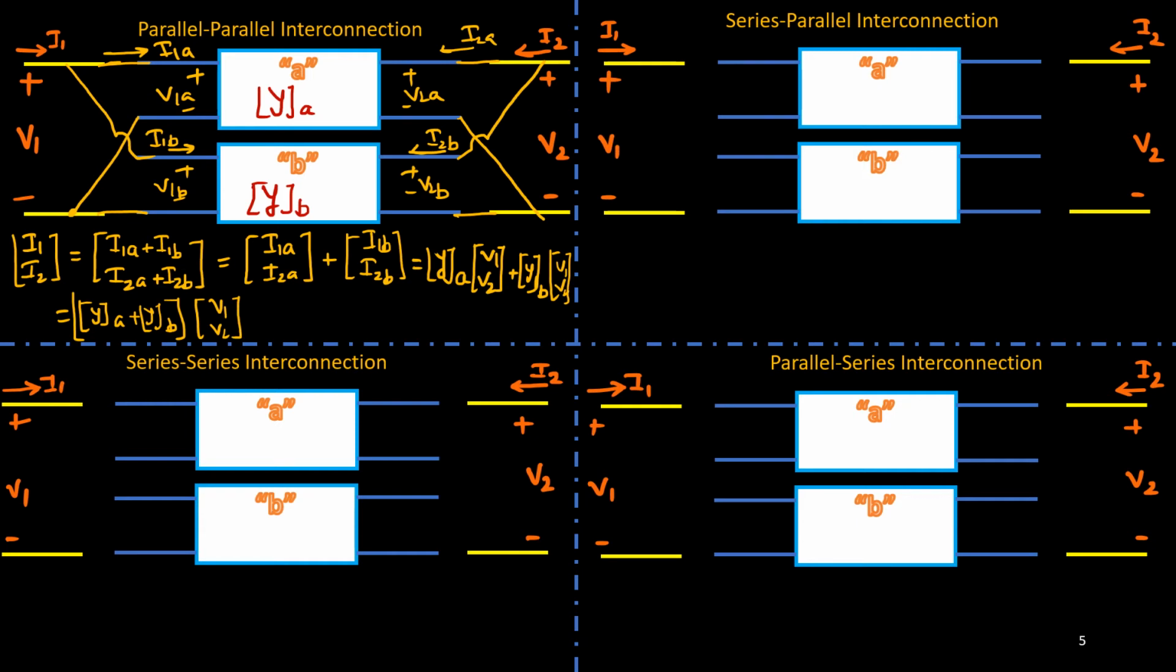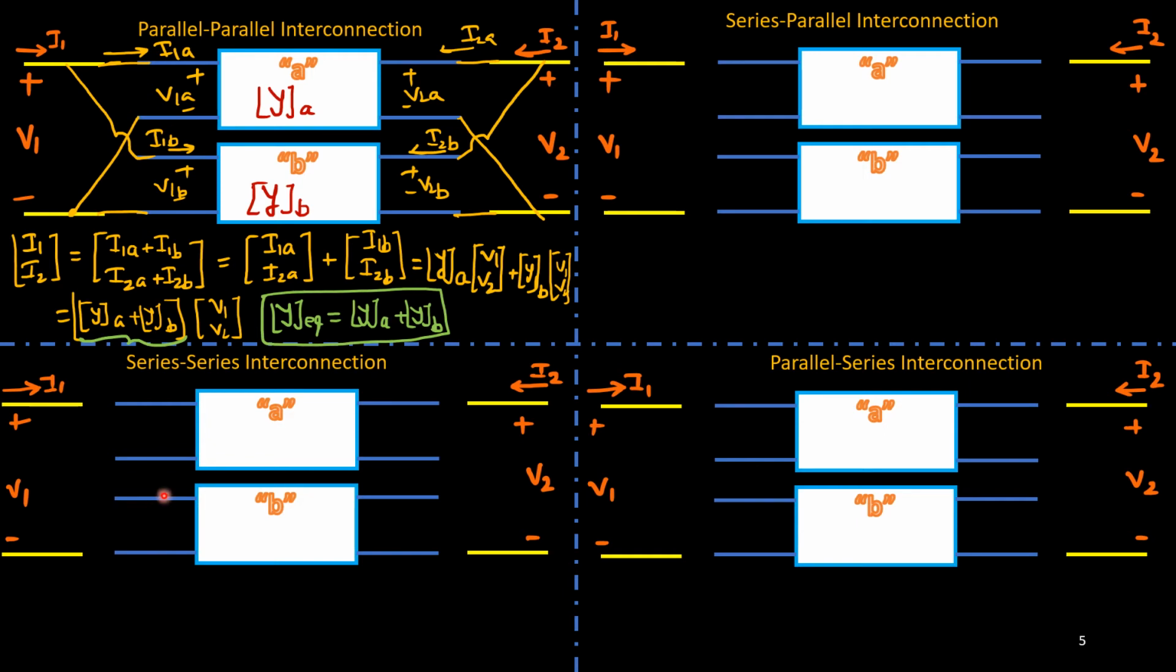So what is the Y equivalent then? This Y equivalent we can consider YA plus YB. So this is your equivalent only, because the left side is I and the right side is V1, V2. So this one is the Y equivalent. So if two networks are connected in parallel, input side parallel combination, output side parallel combination, we can have equivalent Y parameters that is equal to YA plus YB.